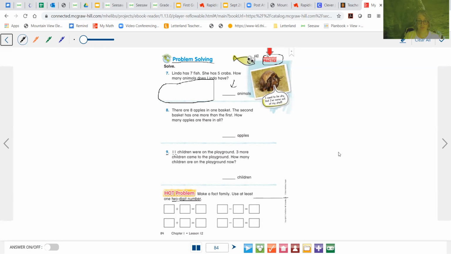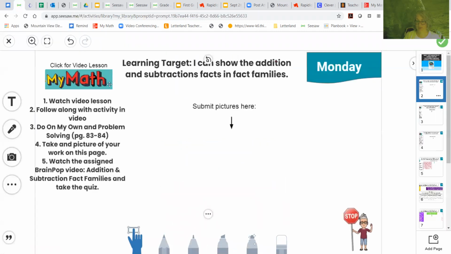All right? So, I am going to jump over to your page and the Seesaw assignment. So you followed along with this video, and I've just gone over pages 83 and 84. Then you take a picture of your work and put it on this page. Also, on BrainPOP, if you go to Clever, I'll show you that in a second, you have an assigned BrainPOP video called Addition and Subtraction Fact Families. You need to watch the video and then take the quiz. That's part of your work with this.